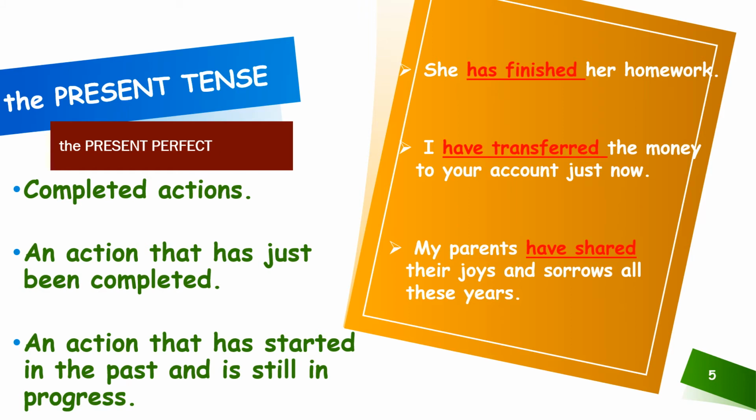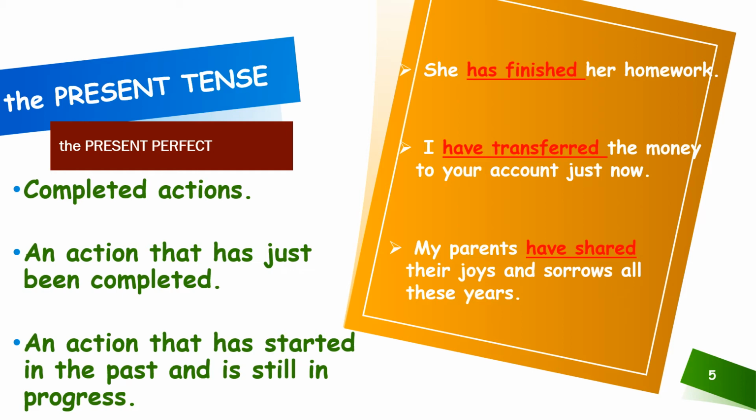Moving on to the present perfect tense. Again, look at the word perfect. What is perfect? Something which is completed, isn't it? Something when you finish it, then you say it's perfect. So it is indicative of any completed action. Anything that has finished, we can say that it is in the perfect tense.